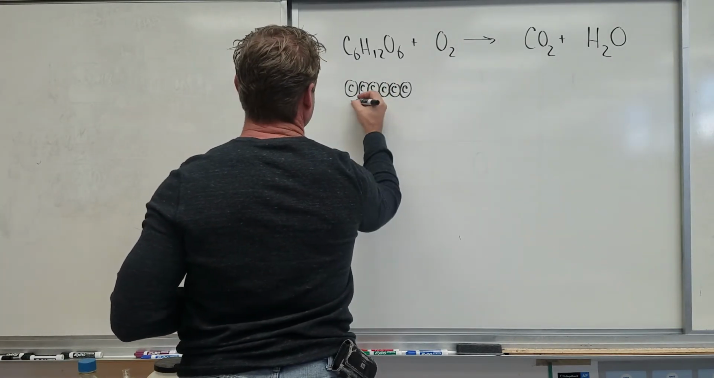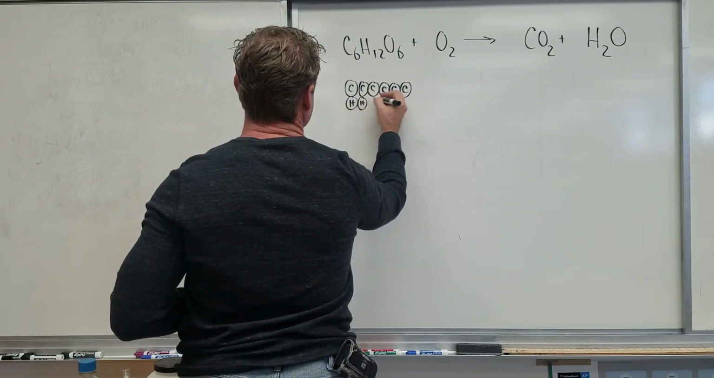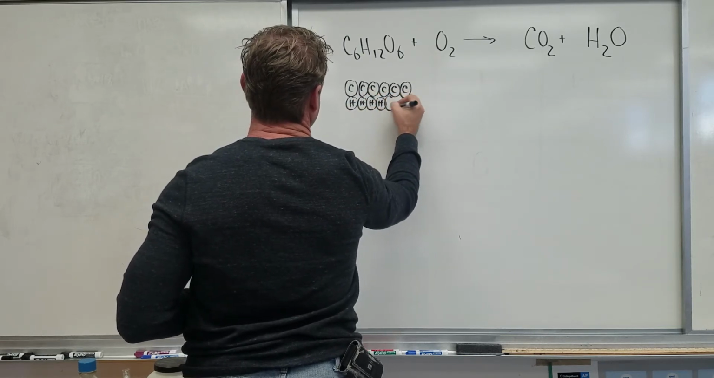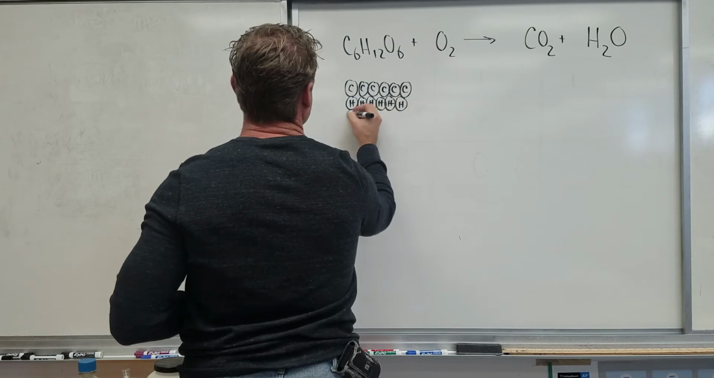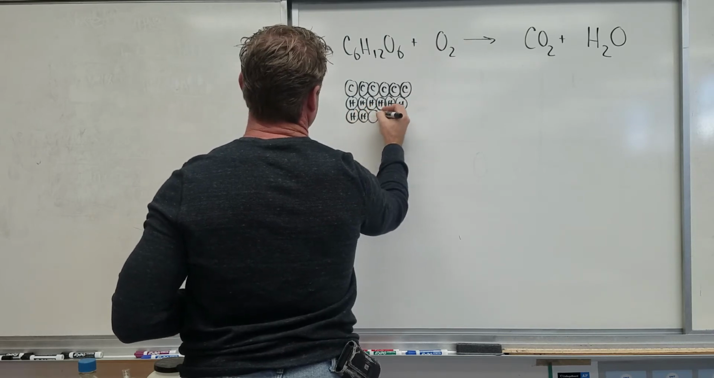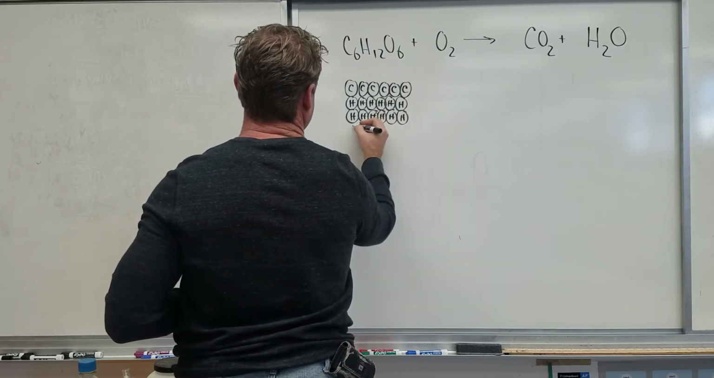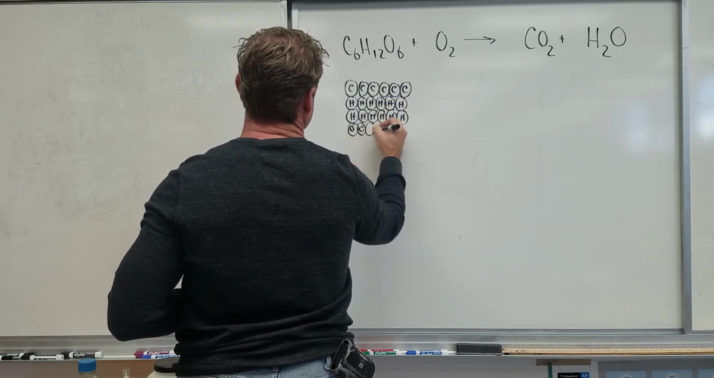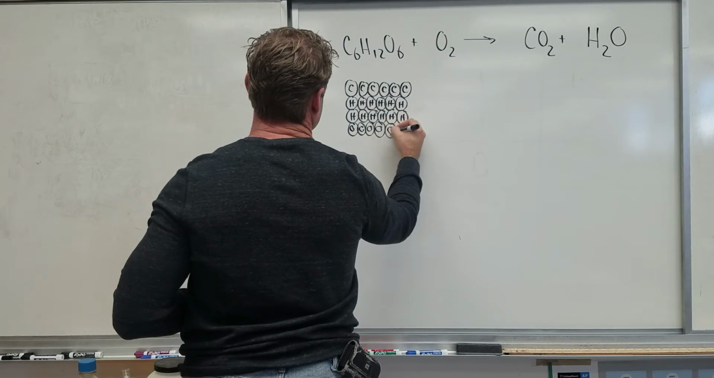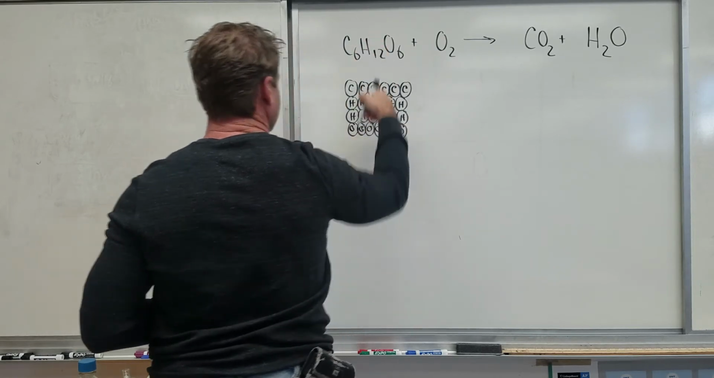Notice, it's got 12 hydrogen atoms. So I'm going to draw 12 hydrogen atoms. I'm going to show them touching each other, indicating that they're bound together. This isn't actually how it would look, but once again, I'm not too concerned about that. I just want to account for it. And then it has 6 oxygen atoms. Okay, so that's one glucose molecule.